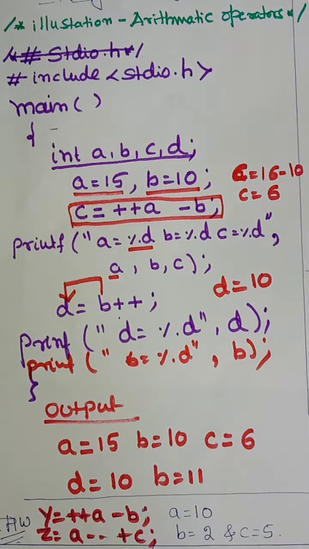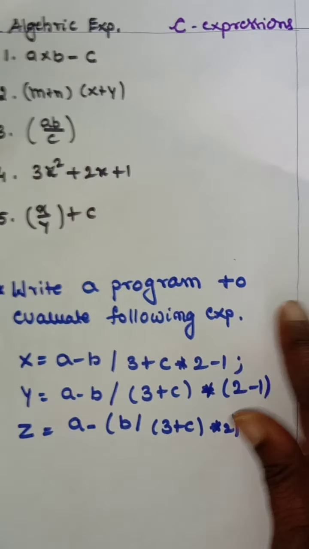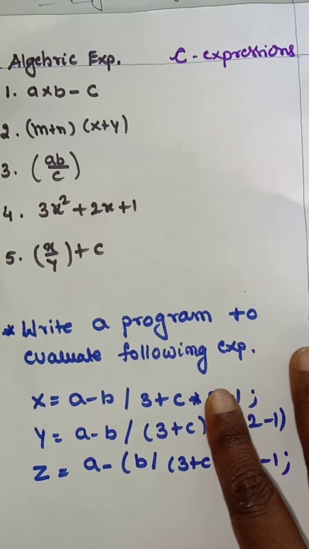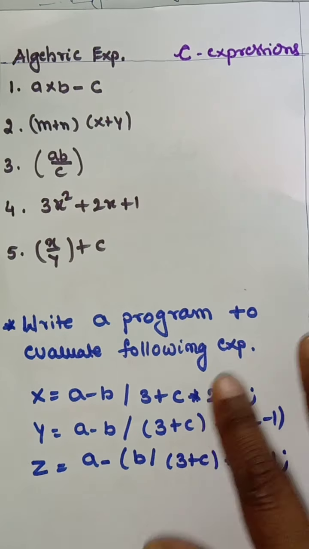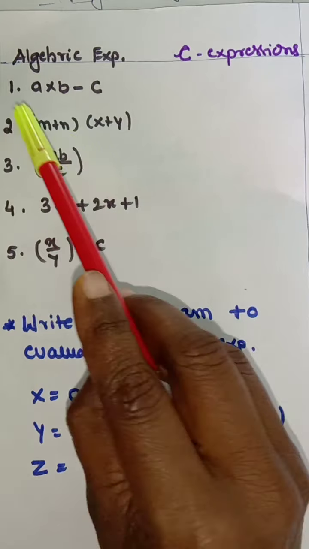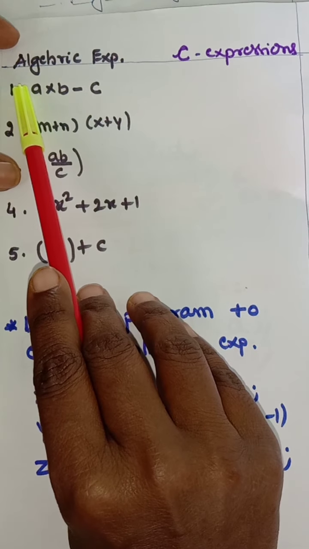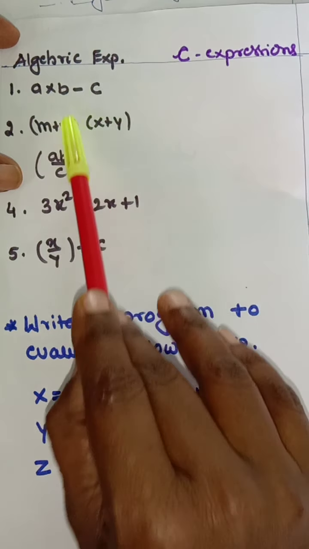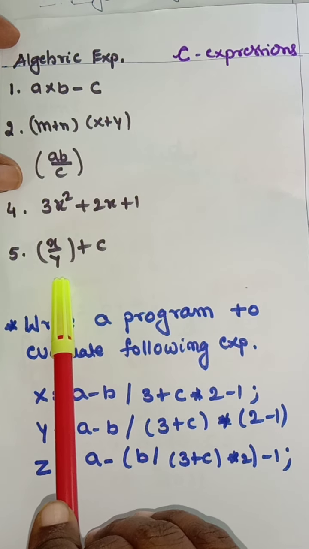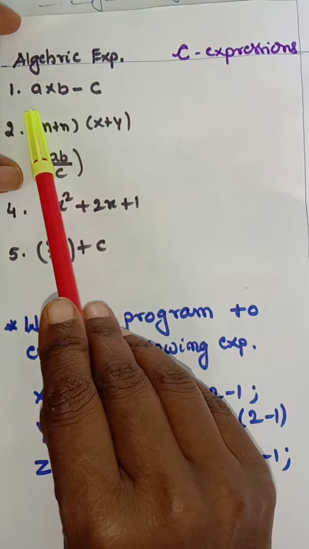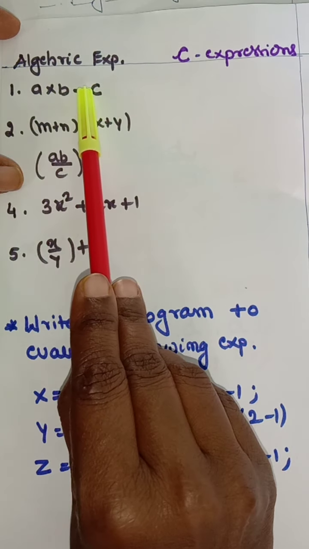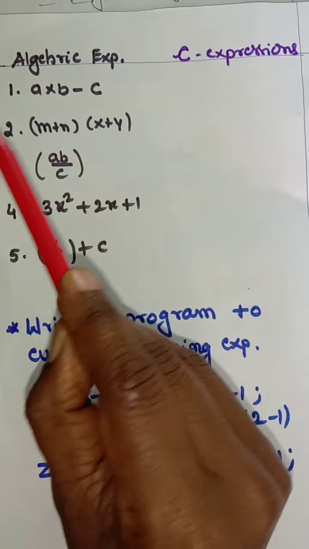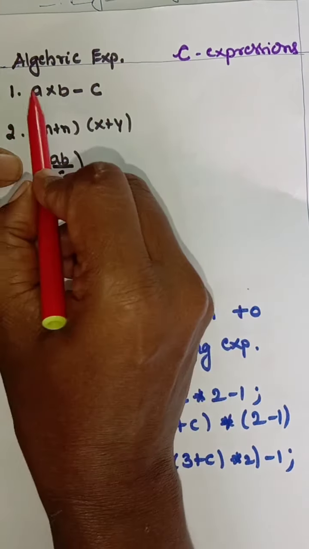So what is our next topic? I want to explain to you how to convert simple algebraic expressions into C expressions. Okay, these are our simple algebraic equations. So how do we convert simple algebraic expressions into C expressions? Let us see one by one. So here I have written one question.